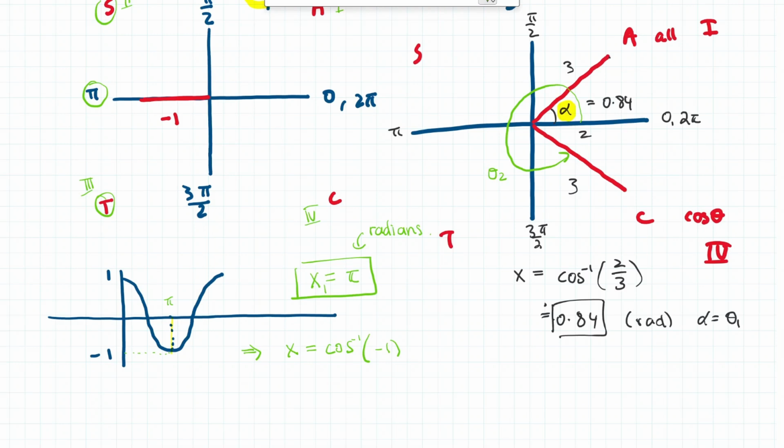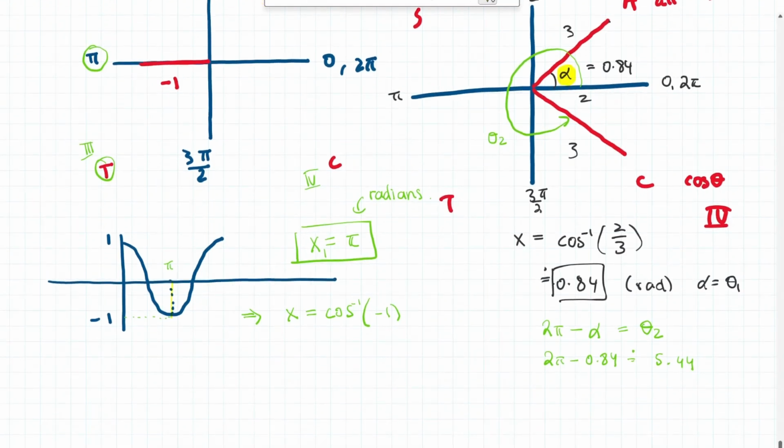To find this one, it's going to exist in quadrant 4, so we use our reference of 2 pi minus our internal angle alpha to get our theta 2, our second angle. So in this case, we will have 2 pi minus 0.84, and let's see what that gives us. We have 2 times pi minus answer, and that gives us about 5.44 approximately. Okay, so this is our second angle. This here equals 5.44 radians.